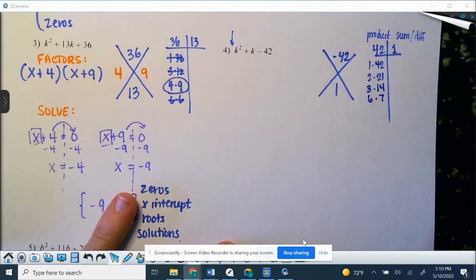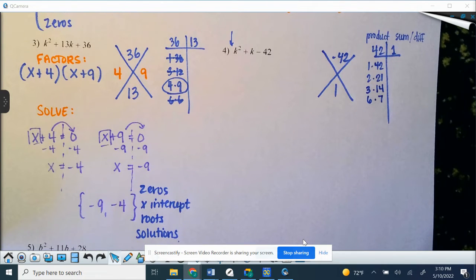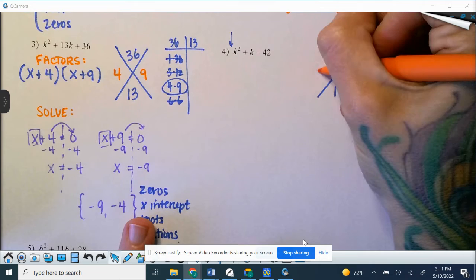So 1 and 42, 2 and 21, 3 and 14, or 6 and 7. Which pair can I put together to get a positive 1 of those 4? 1 and 42, 2 and 21, 3 and 14, or 6 and 7? What do y'all think? Yeah, perfect. 6 and 7. Excellent. So I'm going to do 6 and 7.